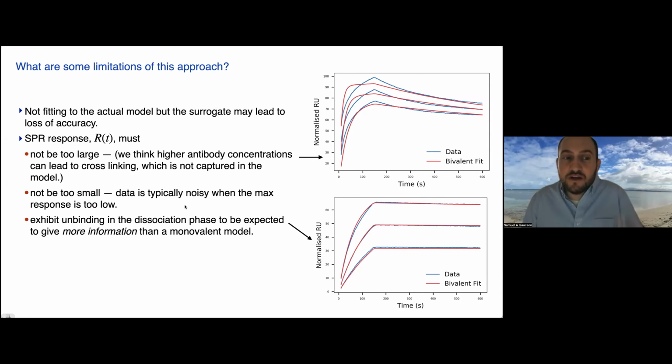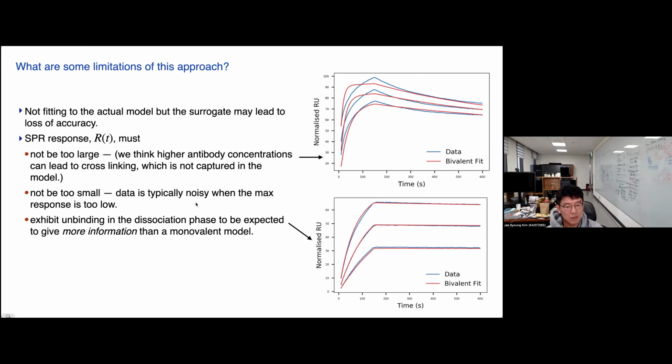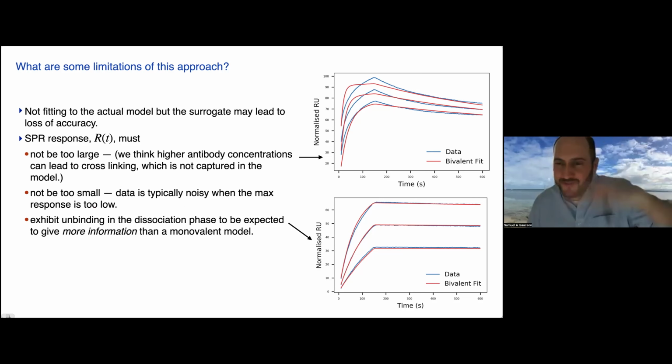Likewise, if you flow over too little antibody, then the system is going to be very noisy and you're not going to get much of a response. So you're not going to be able to fit that well either. So you kind of have to have not too much, but not too little, just the right amount. And then for some antibodies, they just bind so strongly that they never come off.